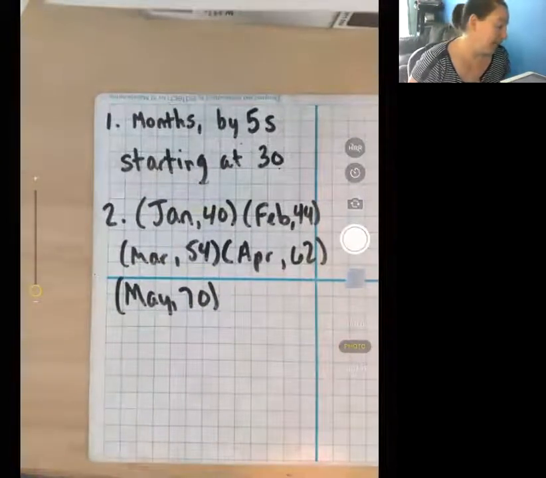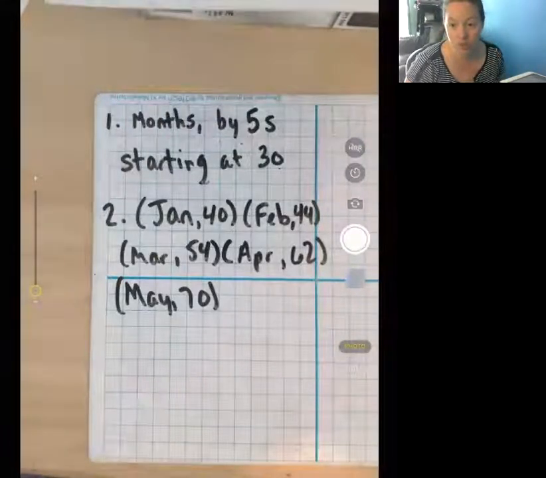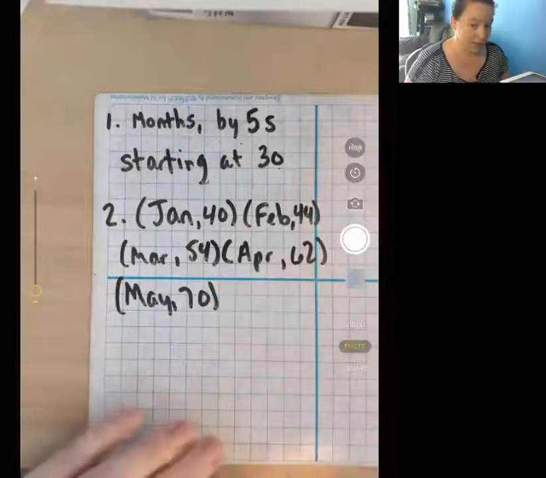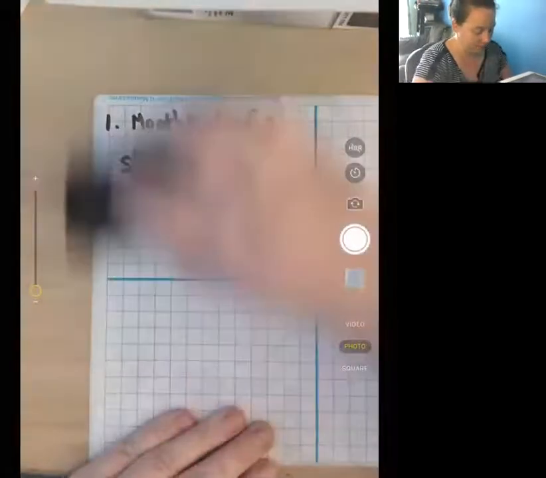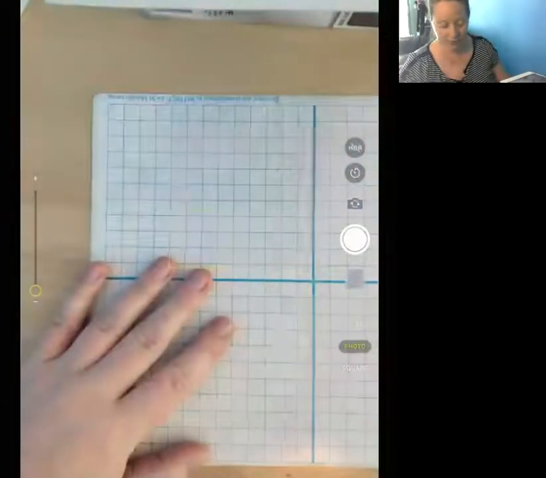Now, if you need this information, what's on the 1 and the 2, pause the video because I am erasing it. I need the space for my graph. All right, I'm erasing it. Now let's start this graph.